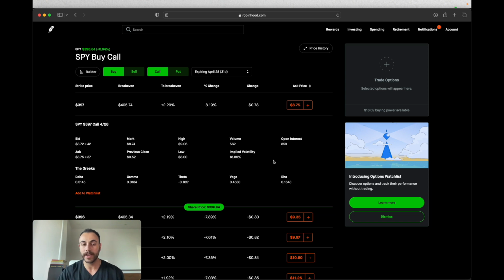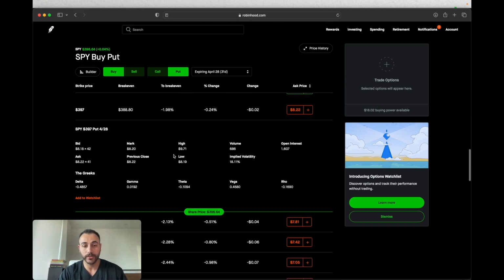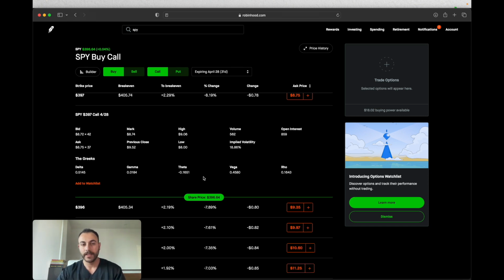So pretty simple, right? Now, when we switch over to the put side, you're going to see that the option contract Greeks will be the same except delta is a negative number. Now, you'll still be making money on delta. It's only a negative number because you're on the put side. Now, not all option contracts are created equal. For this example, we're talking about SPY.